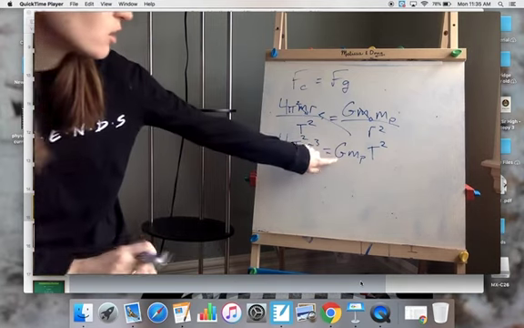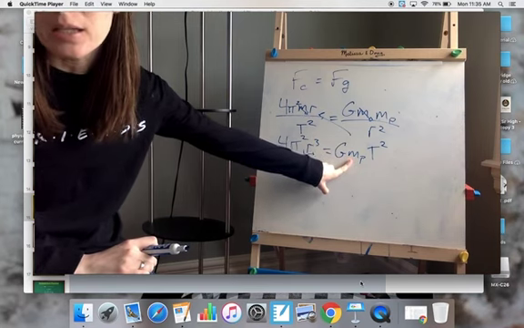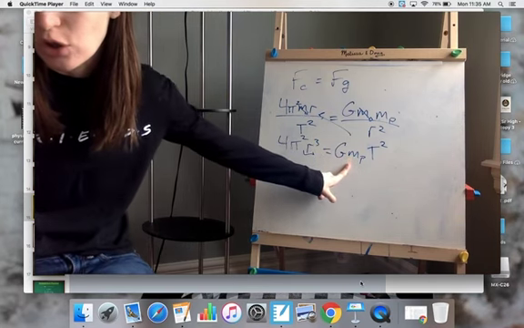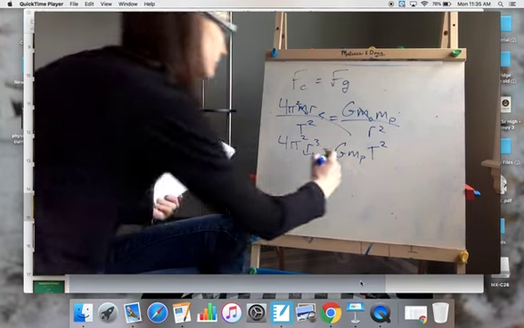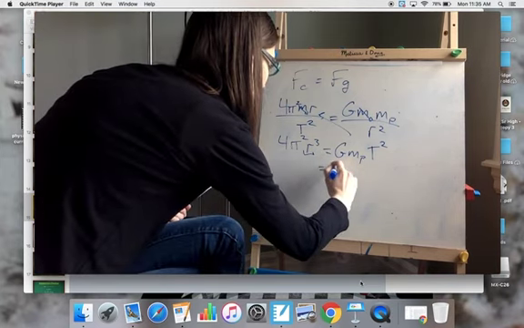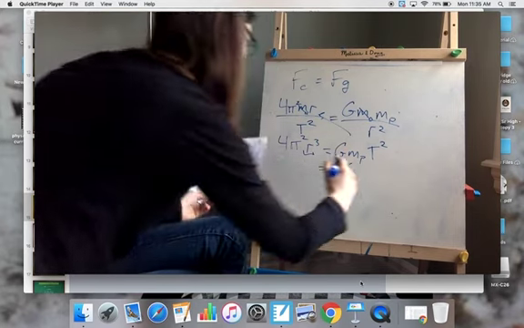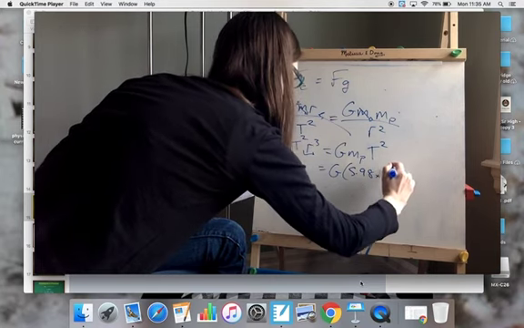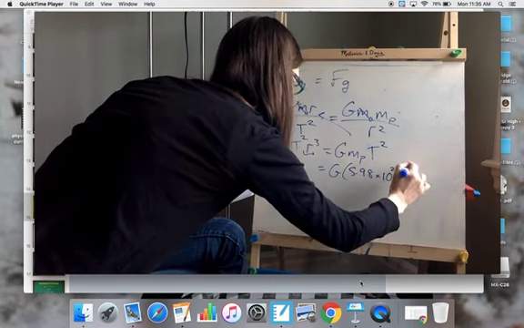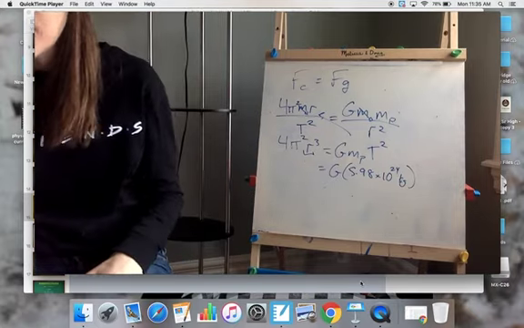G is a constant, we have that. What we're going to need is the mass of the planet. In this case, we're thinking about Earth, so that has a mass, put that in. The mass of our planet Earth in this case is 5.98 times 10 to the 24 kilograms.